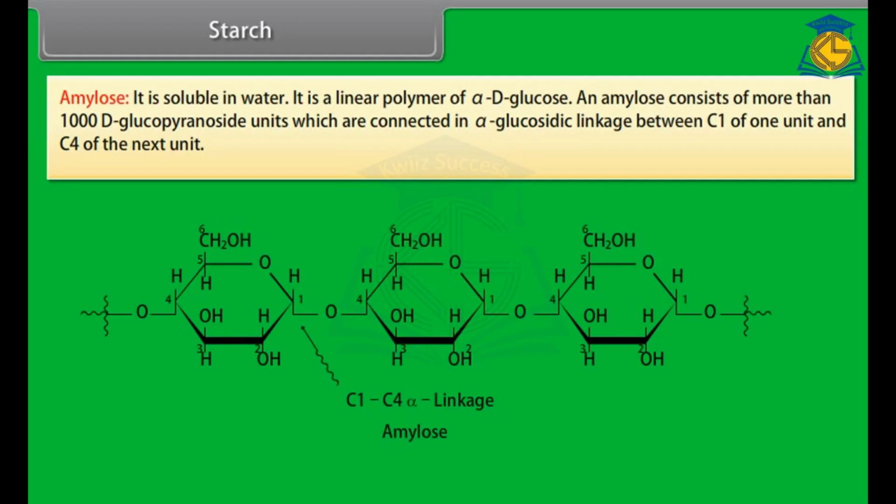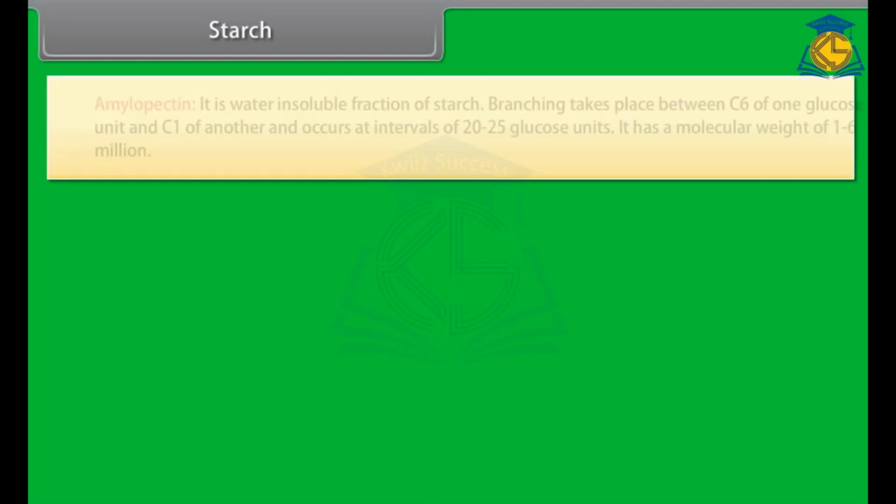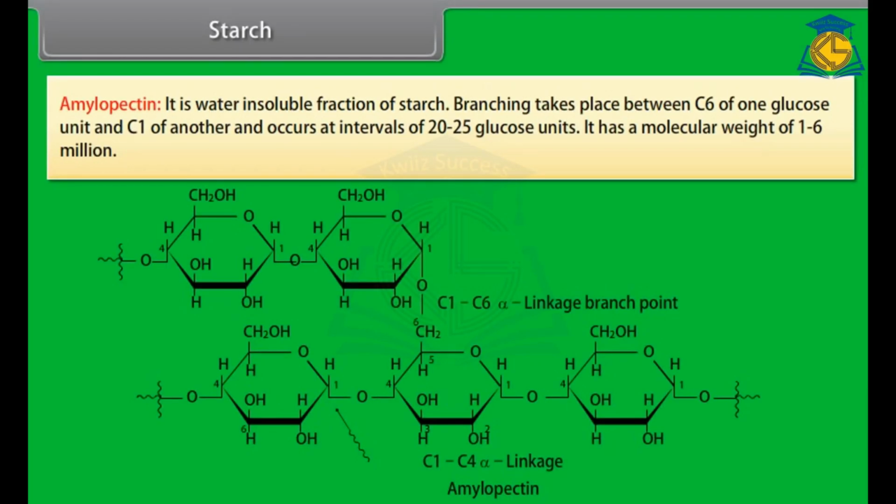Amylose. It is soluble in water. It is a linear polymer of alpha-D-glucose. Amylose consists of more than 1000 D-glucopyranoside units, which are connected in alpha-glucosidic linkage between C1 of one unit and C4 of the next unit. Amylopectin. It is the water-insoluble fraction of starch. Branching takes place between C6 of one glucose unit and C1 of another, and occurs at intervals of 20 to 25 glucose units. It has a molecular weight of 1 to 6 million.